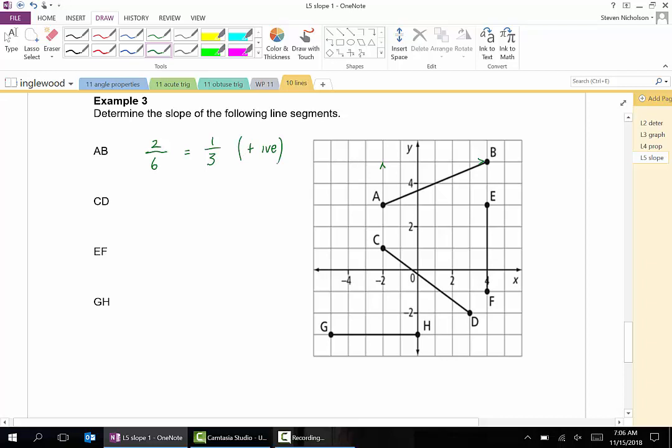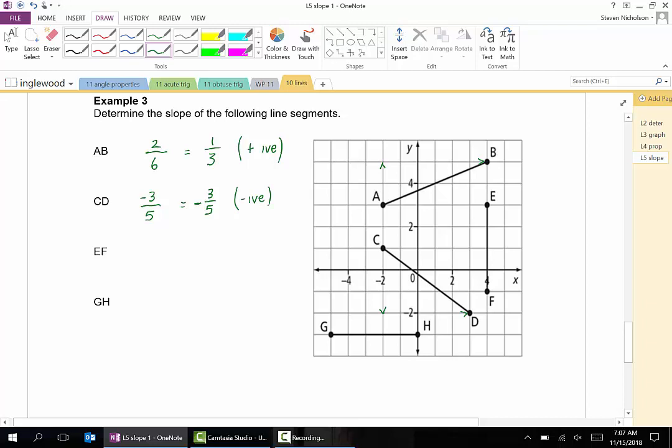Okay, well, let's look at CD. Hopefully you look at CD and you go, it's a negative slope. And what I'm going to do is I'm going to go down 3, and I'm going to go right 5. So down 3, right 5. And again, technically that's right, but I want to rewrite this because I don't want to put the negative with one of the numbers. I want to put it out front because the negative actually indicates direction. So again, what I want you to see is that's a negative slope.